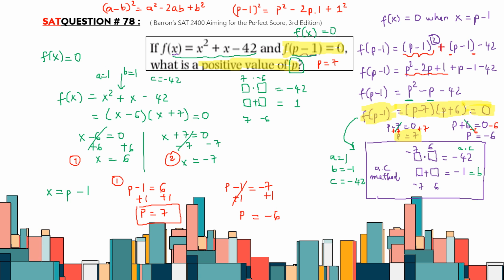So you can use method number 1 here. It means you solve for f of x equals 0, then find the value of x when f of x equals 0, then you set x equal to p minus 1 and plug in the value. The second method, number 2, is we can plug in p minus 1 first to find the equation first, then you directly find p.